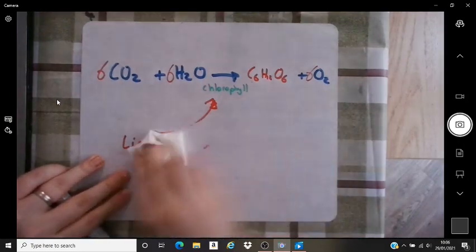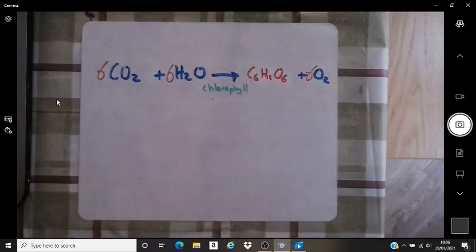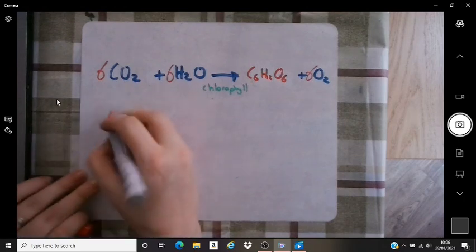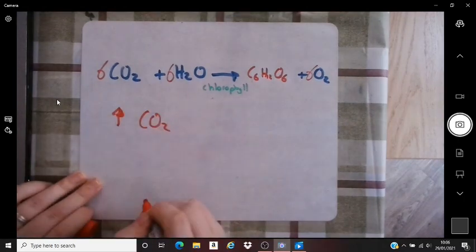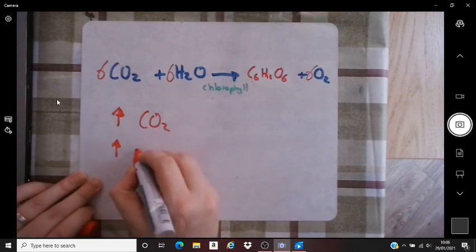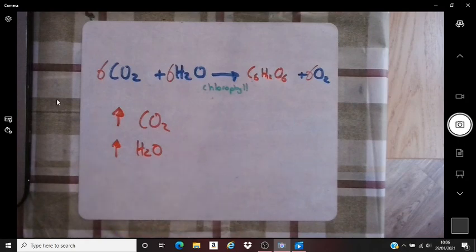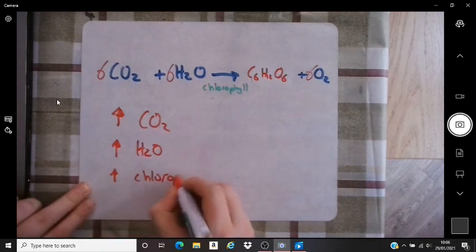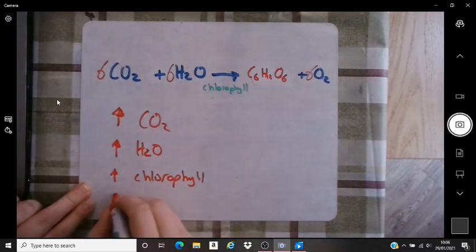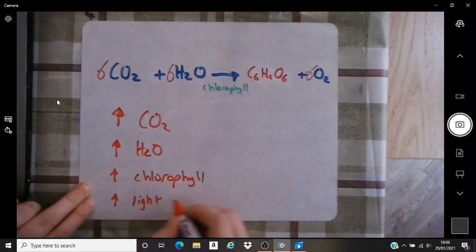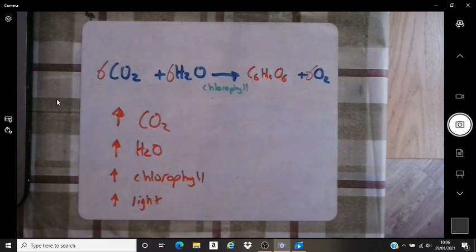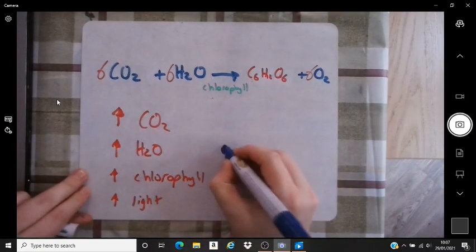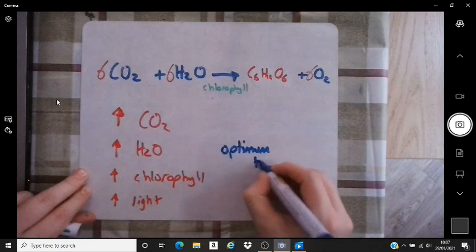Right, so clearly, if I want a lot of photosynthesis, I need a really high amount of carbon dioxide. I want the presence of water, so ideally we can't be in a dry environment. A drought isn't very good for photosynthesis. I want as much chlorophyll in my leaf cells as possible, and I want as much light as possible. So the greater the light intensity, the better. But also, as an enzyme-controlled reaction, I also want the optimum temperature.